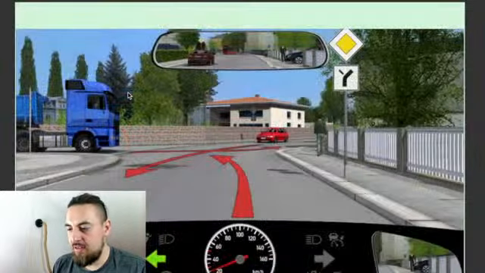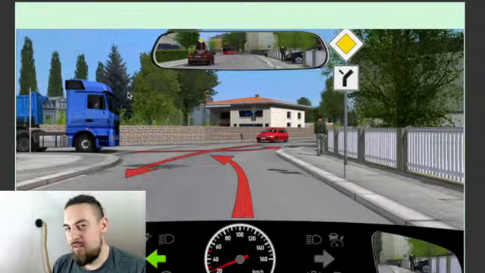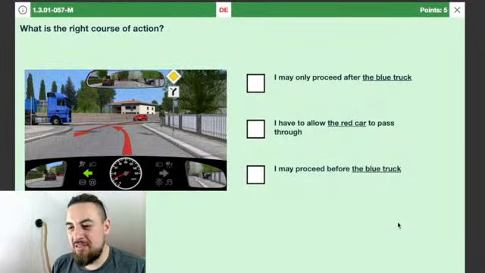All right. What is the right course of action? Let's have a look. Again, how is the junction ordered, or which sign, which rule applies here? And then think, who's going first, who's second, and who's last? All right, I will close it. What is the right course of action?